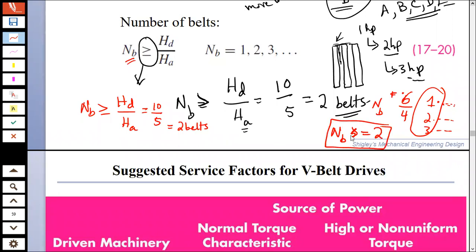Now, generally, not only V belts, but generally आपके belts transmission systems होते हैं, they are over designed. ठीक है जी. With 2 belts you can transmit more than 6 horsepower. लेकिन you cannot have 1.2 belts or 1.3 belts or 1.5 belts. It should be an integer. So if it is 1 point something or 2 point something, you switch to the next higher number, and that is why we say that NB should be greater than or equal to HD over HA.